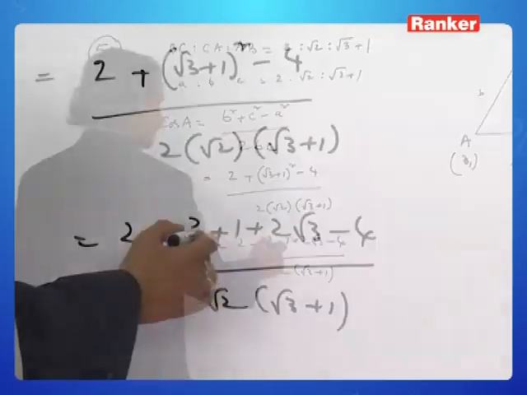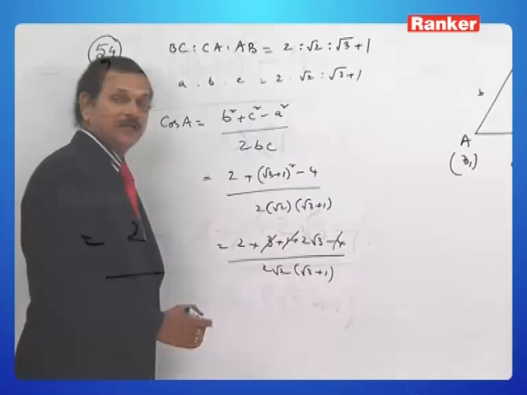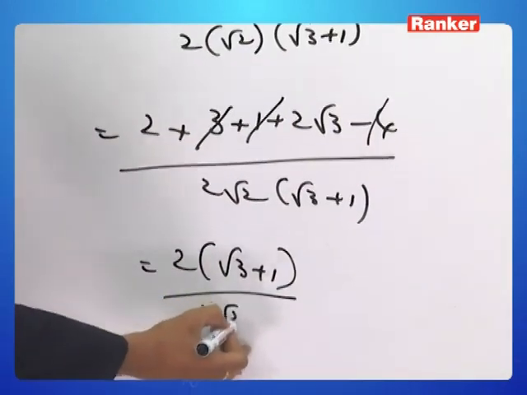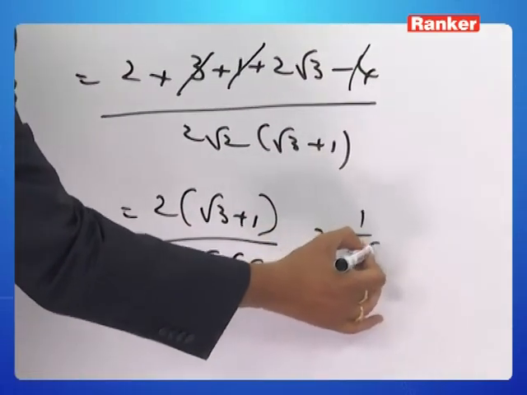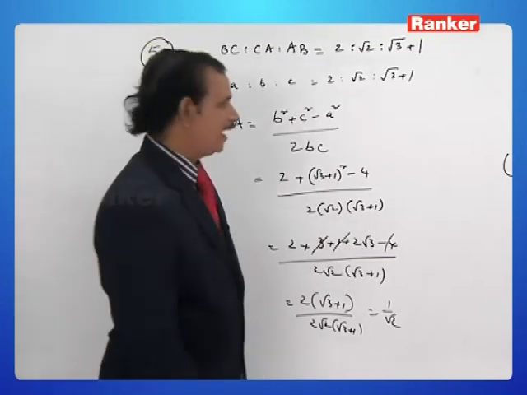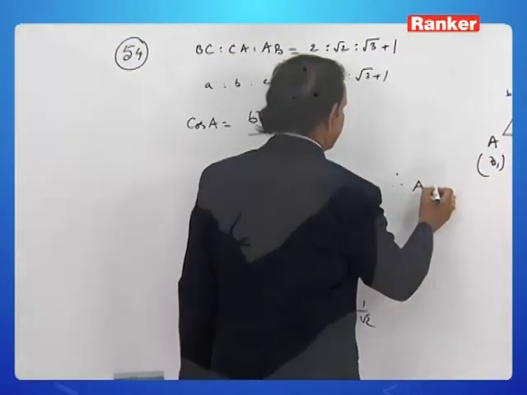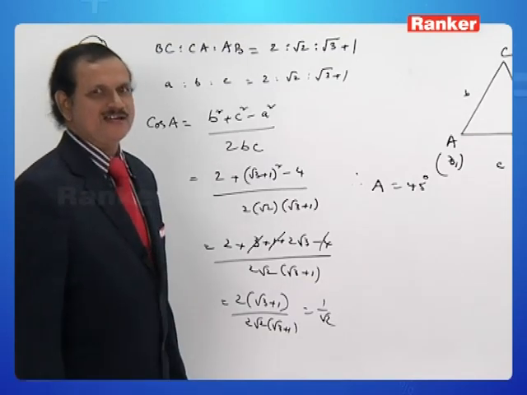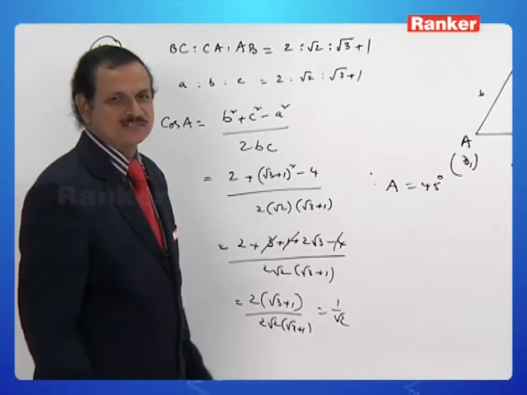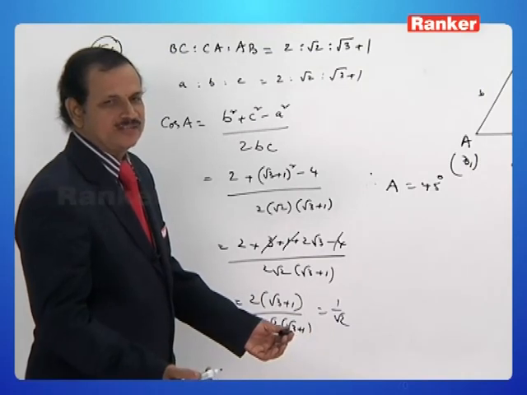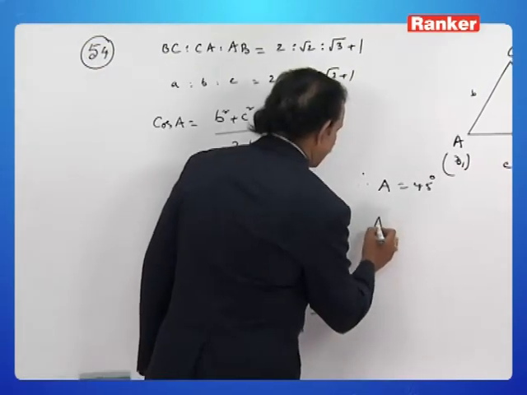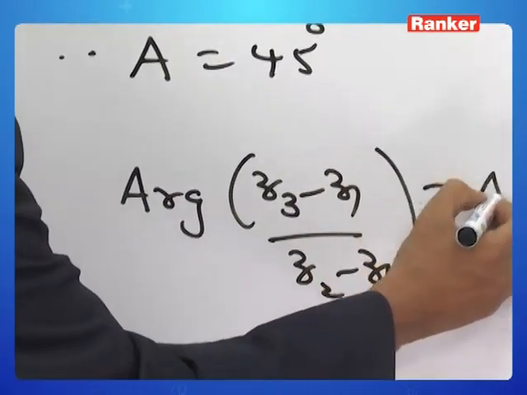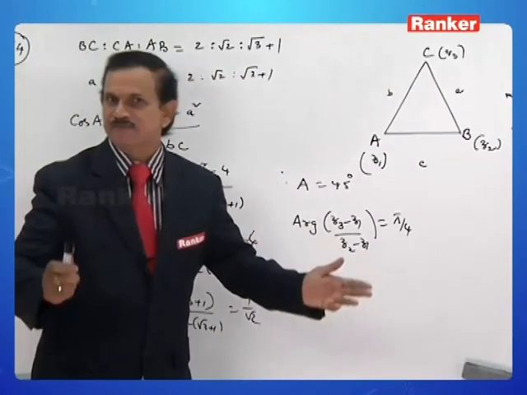What is going to happen? 3 plus 1, 4. 4 go away, leaving you 2 plus 2 root 3, which is nothing but 2 into root 3 plus 1, by 2 root 2 into root 3 plus 1. After simplifying, you get cos A is equal to 1 by root 2. Therefore, A is equal to 45 degrees. Then and there itself we are successful in estimating the argument of Z3 minus Z1 by Z2 minus Z1. The argument of Z3 minus Z1 by Z2 minus Z1 is equal to pi by 4.